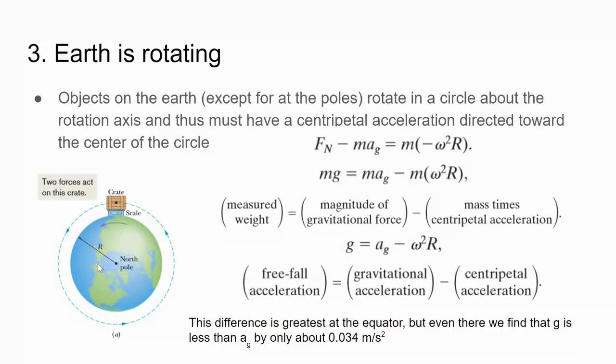So there is a difference here. Now this difference is the greatest at the equator because r is the greatest there. But even there, we can find that g is less than our gravitational acceleration only by about 0.034 meters per second squared. So this isn't a huge difference, but it is a difference.